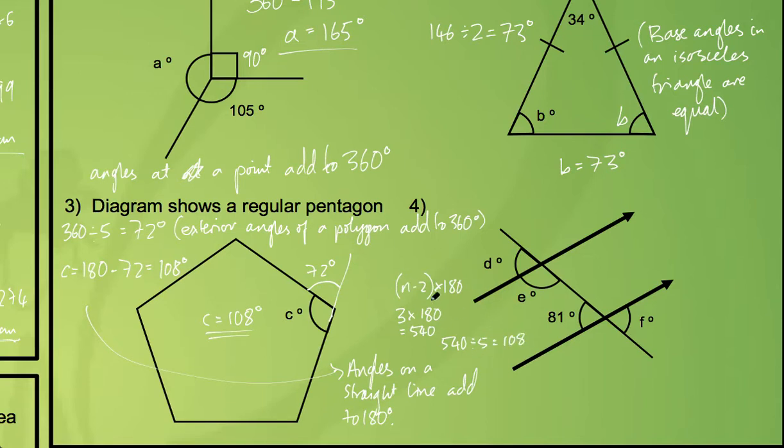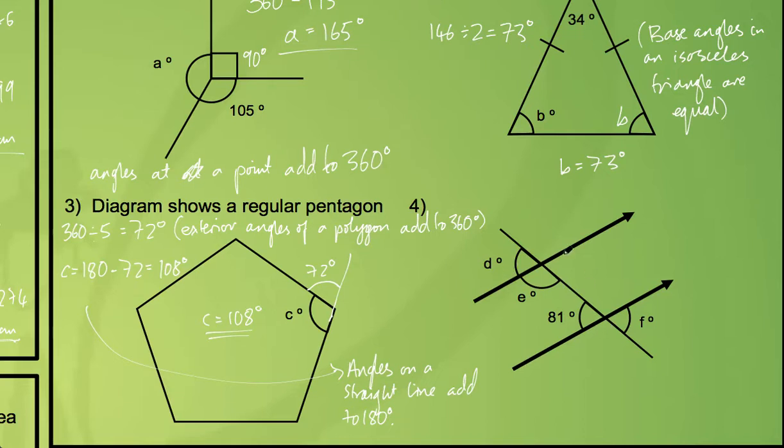You'd have to justify that with sum of interior angles equals n minus 2 times 180, and then you'd have to show that dividing by 5 because there are 5 angles. So you'd have to write that out in full. I think my method is quicker with the exterior angle, but it's good to know both options.